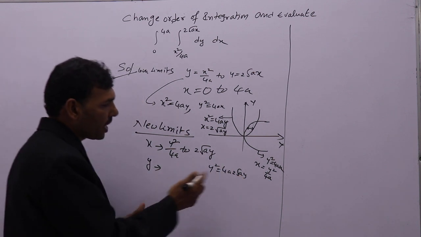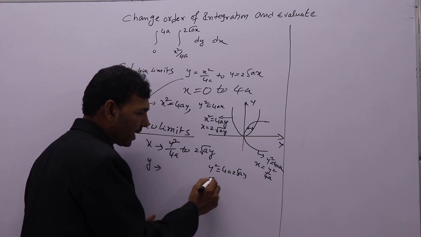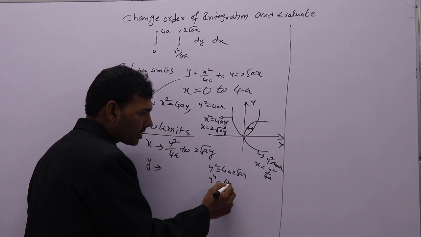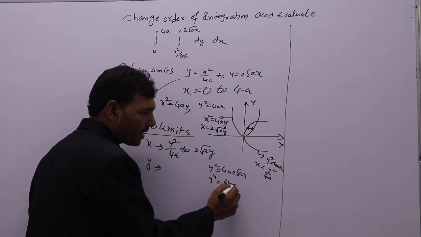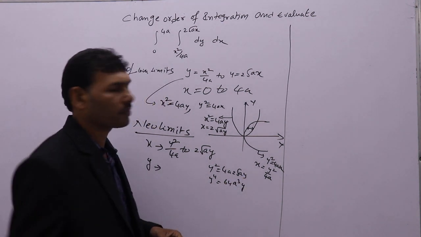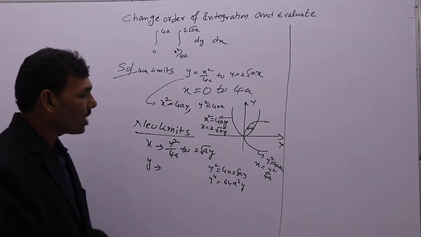Right? 4 2s are 8. If you square on both sides, what will you get? y power 4 equals 8 squared, 64, times a squared. You will get a square into a cube, 5.